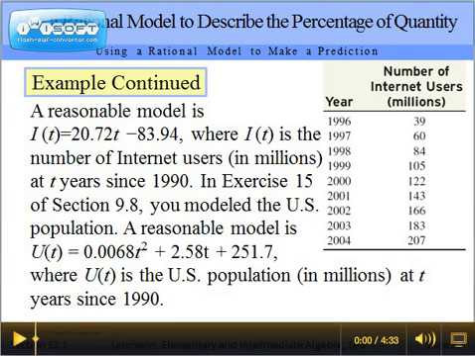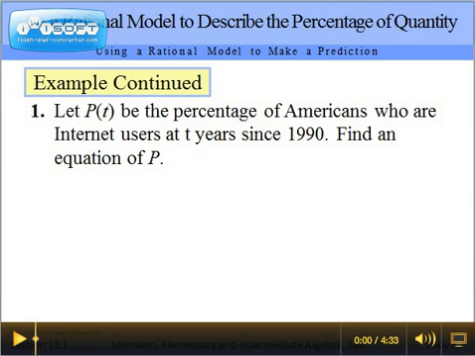In exercise 15 of section 9.8, you modeled the U.S. population. A reasonable model is U of t equals 0.0068t squared plus 2.58t plus 251.7, where U of t is the U.S. population in millions at t years since 1990.